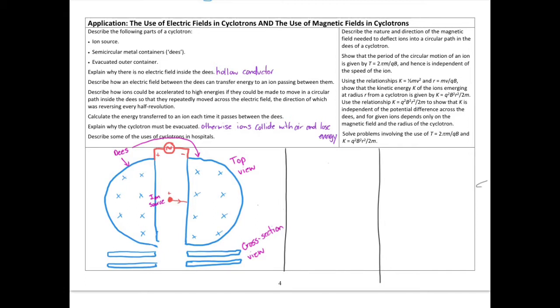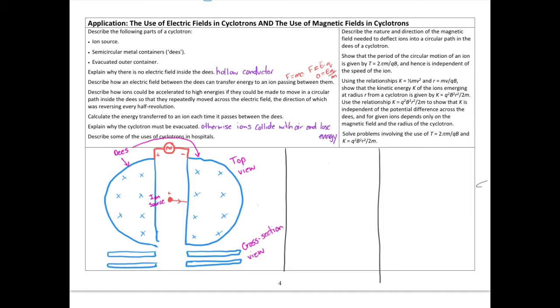We can think of that in two ways. So this comes to a couple of dot points here. Describe how the electric field between the Ds can transfer energy to an ion passing between them. We can think of it as an electric field. We know from the equations F equals ma and F equals EQ, that acceleration is equal to EQ on mass. So if you get a charged particle with a charge and a mass and put it through an electric field, it'll accelerate. Therefore, it'll gain speed, gain energy.